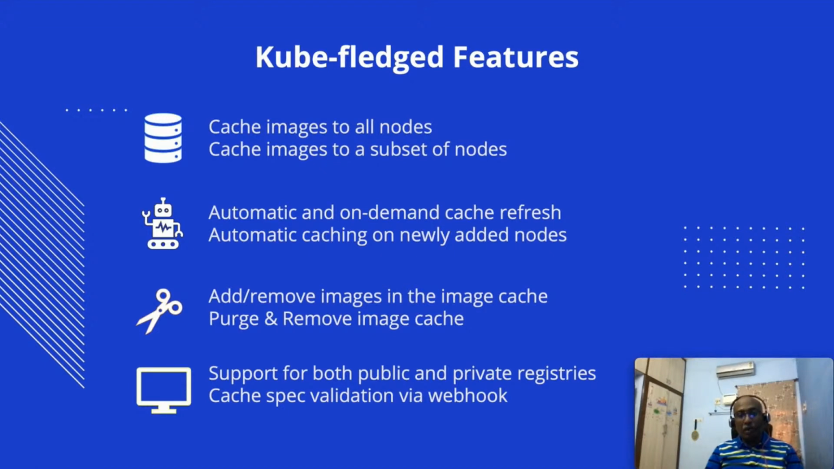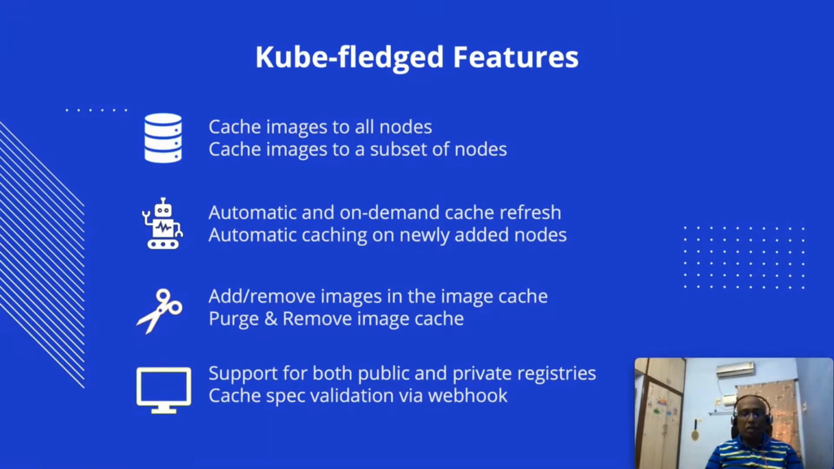And not only caching images, kube-fledged also gives you the ability to modify the cache. For instance, you can add new images into the cache, you can remove images from the cache, and you can also purge the image cache. For instance, if you decide that you don't want to cache the images anymore, you can use the purge action to remove all the images in the cache, and you can also decide to remove the cache completely.